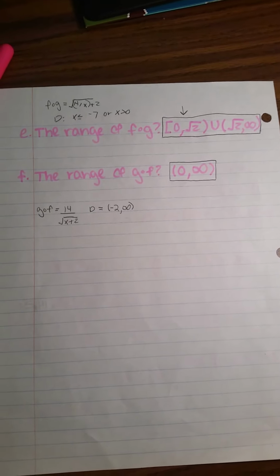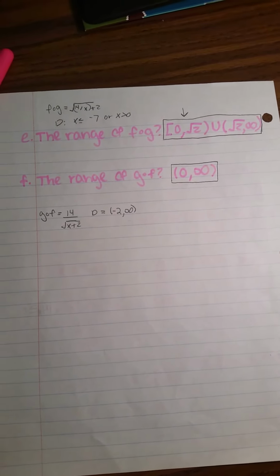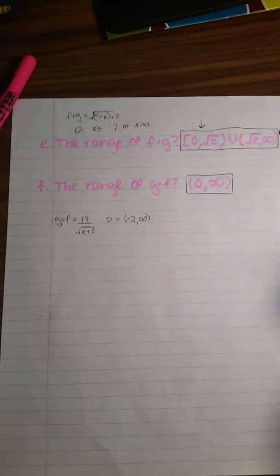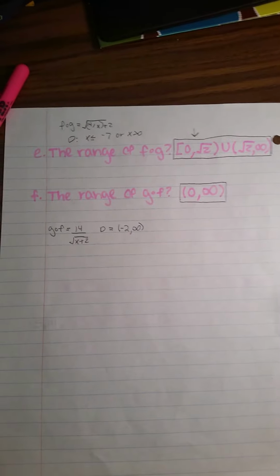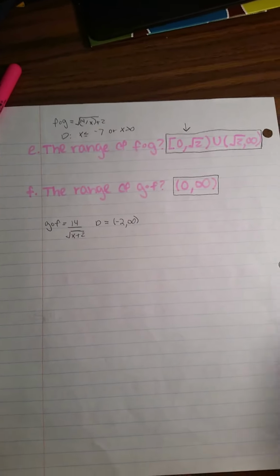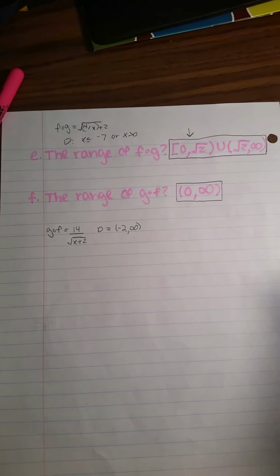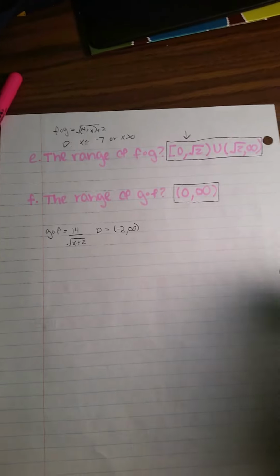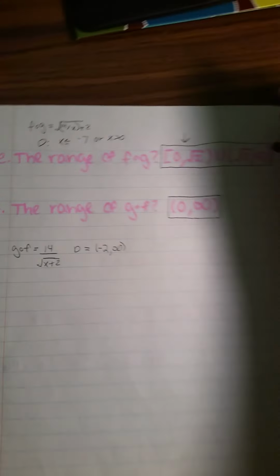For the values of x that are near 0, the value of f composed g is large, and for the very large positive values of x, the value of f composed g is close to but will never equal the square root of 2, and therefore the portion of the domain x is greater than 0 produces the values in the set of y is greater than root 2, or written as this.